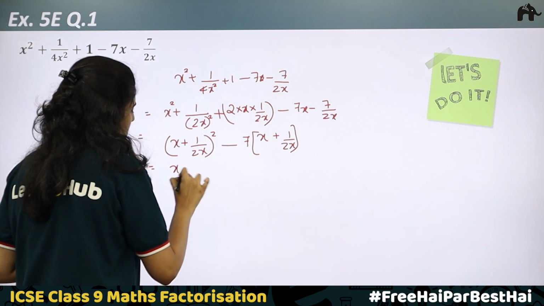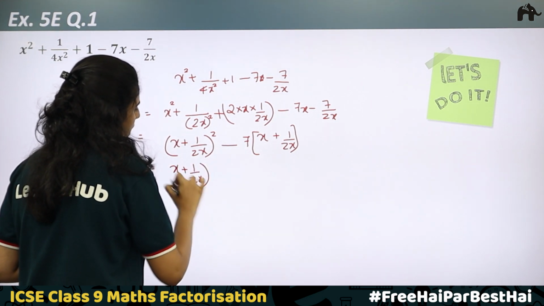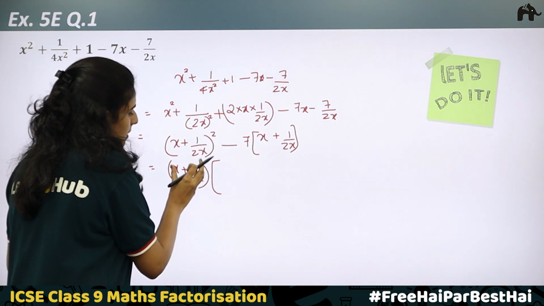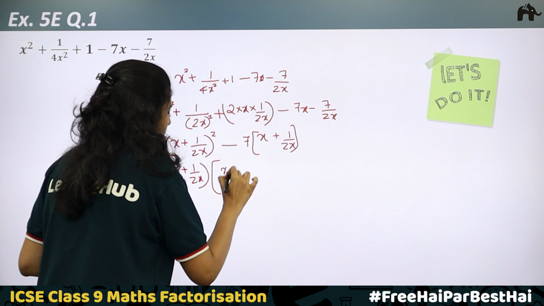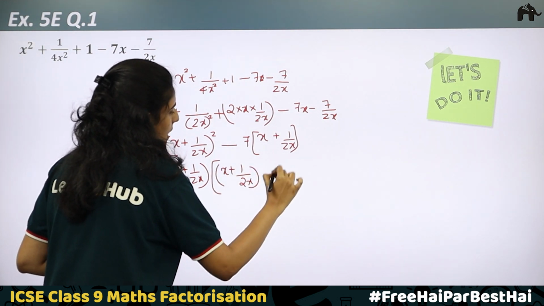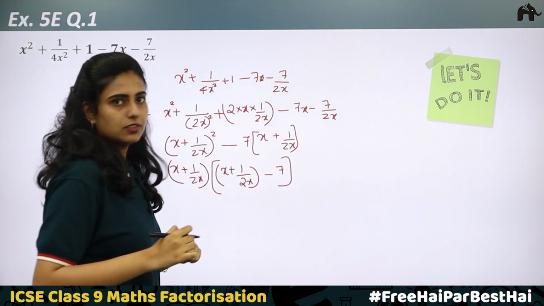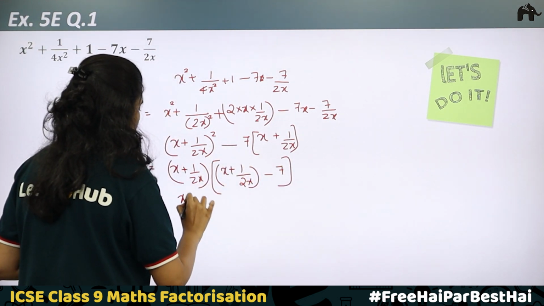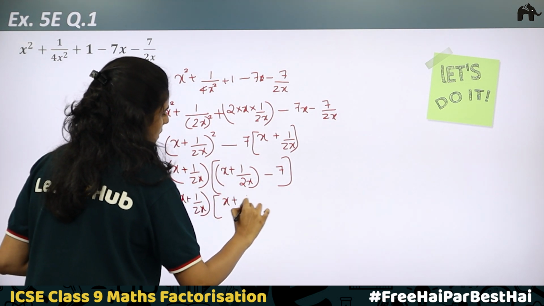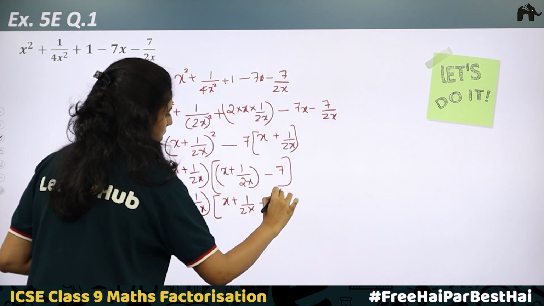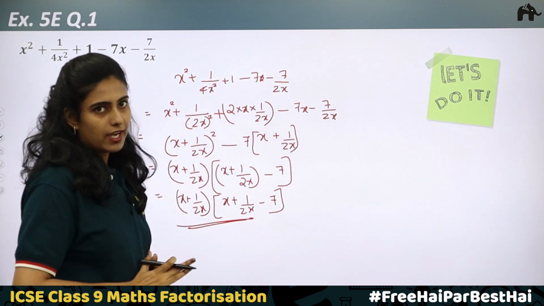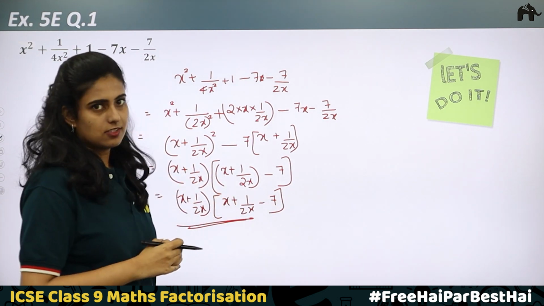So, taking out (x + 1/2x), remaining we have (x + 1/2x) whole square. Okay, (x + 1/2x) is taken out. You will be having one more, so (x + 1/2x) minus 7, which is equal to (x + 1/2x) into (x + 1/2x minus 7). So, we have used the method of taking out common factor and we have found the factors. So, these two are the factors.